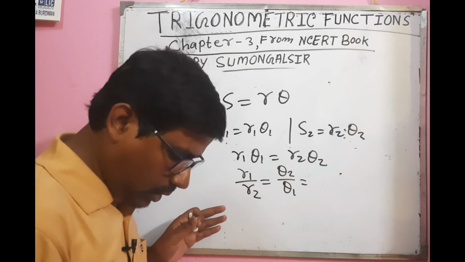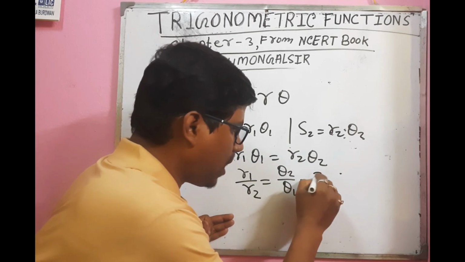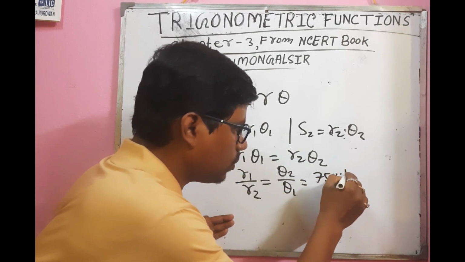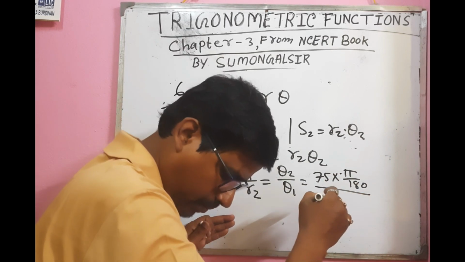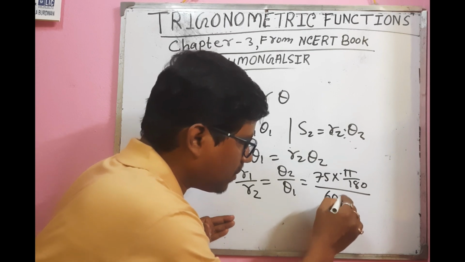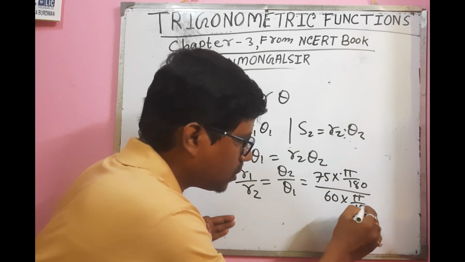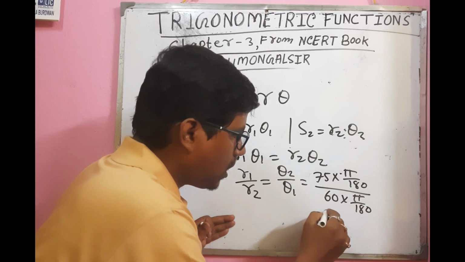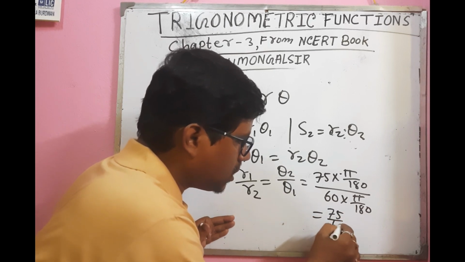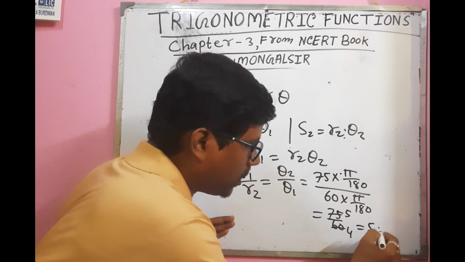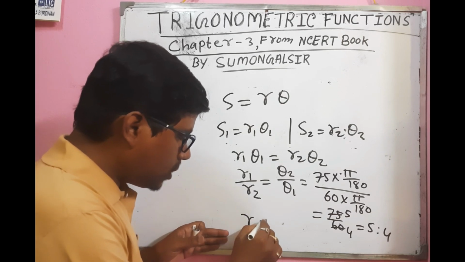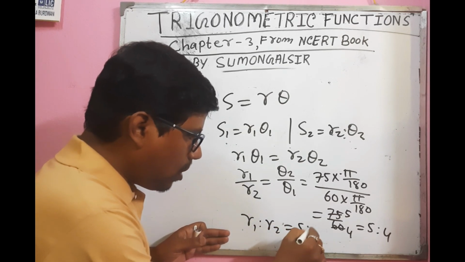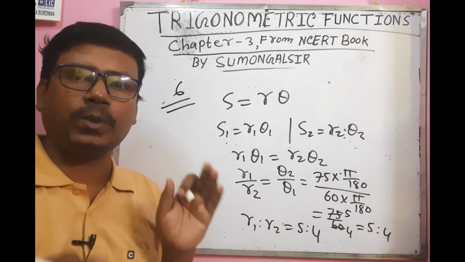Now theta2 means 75 degree. If we multiply with pi by 180, then we get the radian, and this is also 60 degree, so 60 multiplied with pi by 180 gives the radians. Now calculating, we get this, then this. After simplifying, we get this. So the ratio of r1 to r2 will be 5:4. So this is the completion of 6.